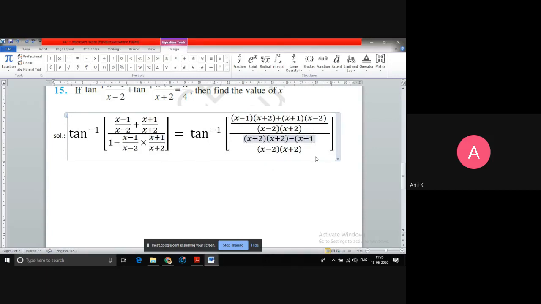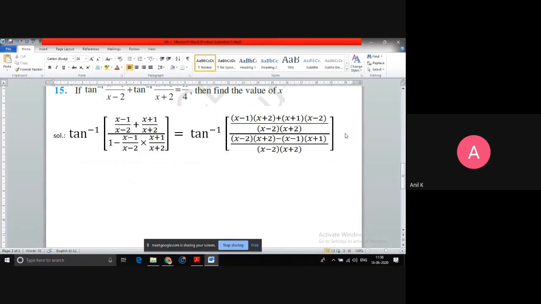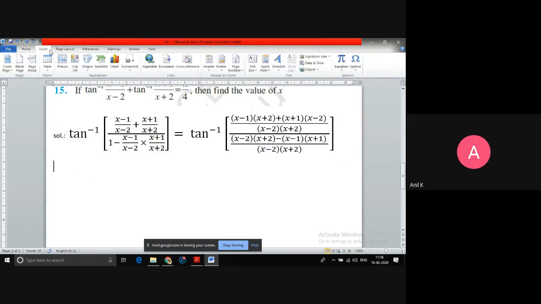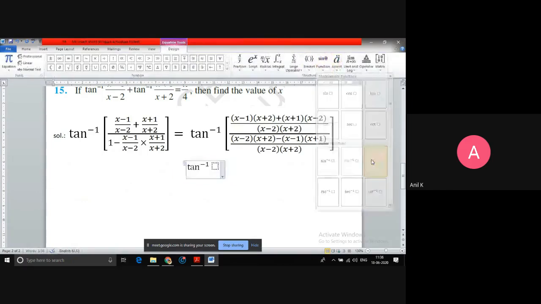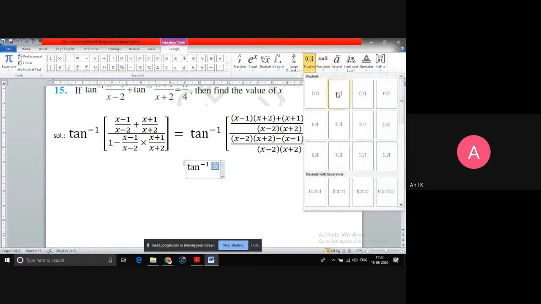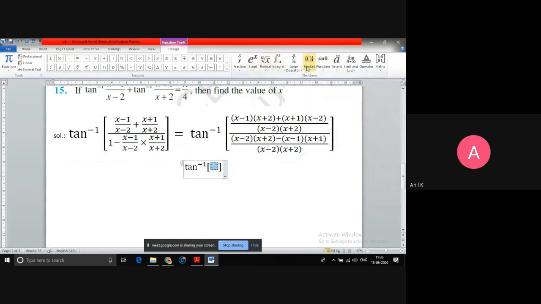I hope this LCM is understood. Now see how the big fraction is looking. Now you observe the denominators. Here the denominator is x minus 2 into x plus 2. Here also the denominator is x minus 2 into x plus 2. So both the denominators will get cancelled. Now what you are left with here is a tan inverse. You can put the open brackets or closed brackets, no problem.